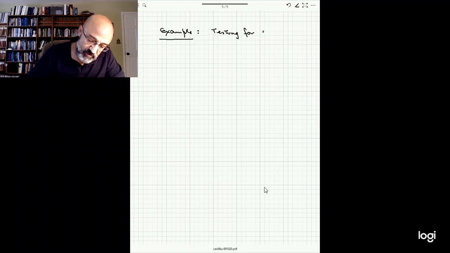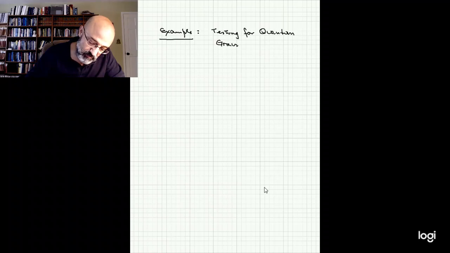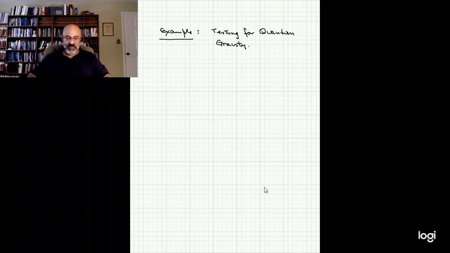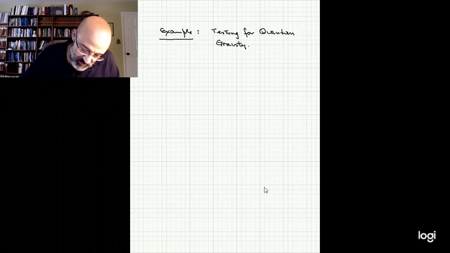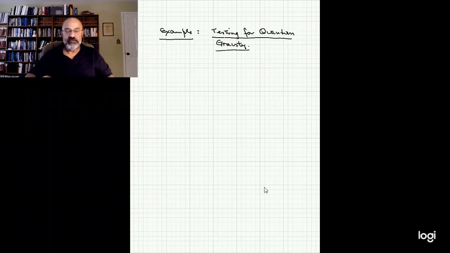For quantum gravity, let's write it out. So let's give you some background here. The interesting issue is that while we do know that for most of physics we need to use quantum theory, it is not at all clear whether gravity itself should be quantized or not.